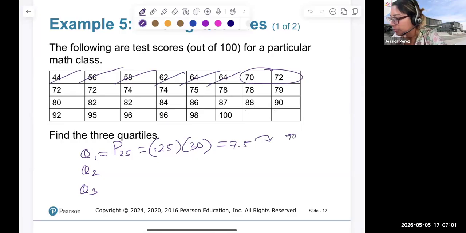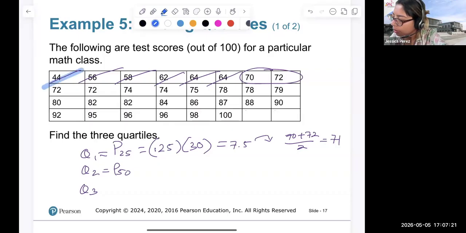So it's going to be 70 plus 72 over 2. So then we're going to find the median. So we have 70 plus 72, 142 divided by 2, we get 71. So 71 would be quartile one. The 50th would be the right half of it.